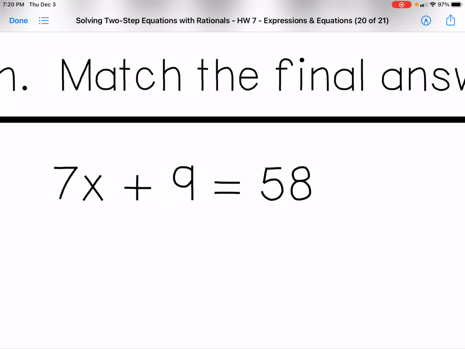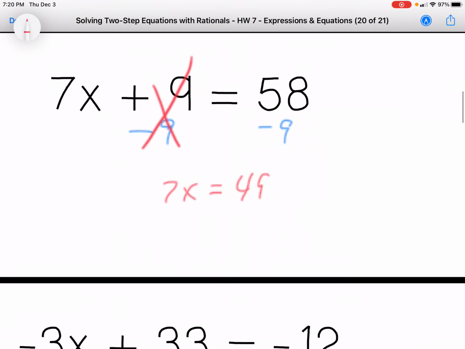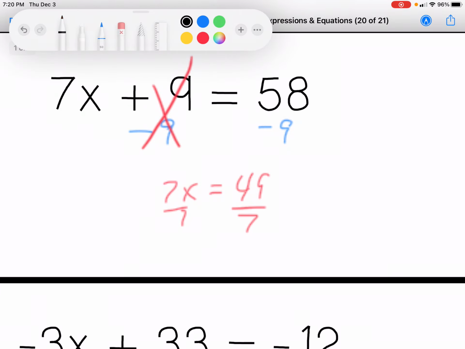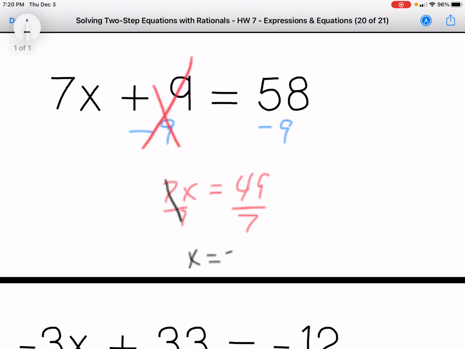All right, number 1. 7x plus 9 equals 58. I'm going to subtract 9 from both sides. Those are going to cancel. I'm left with 7x equals 49. Divide by 7, and I am going to be left with x equals 7.